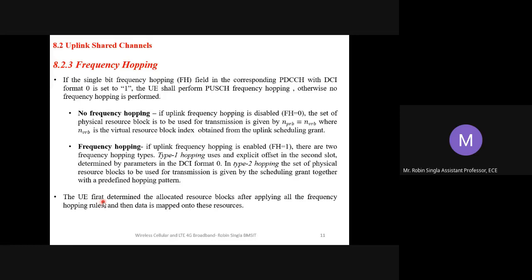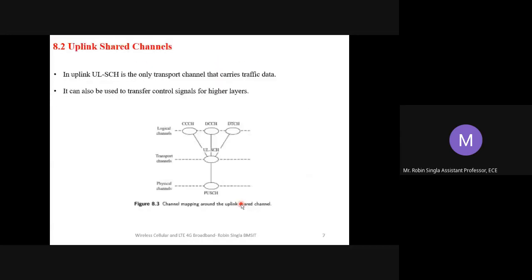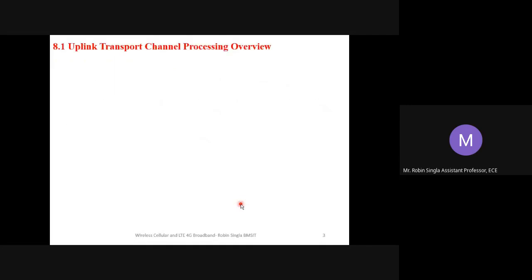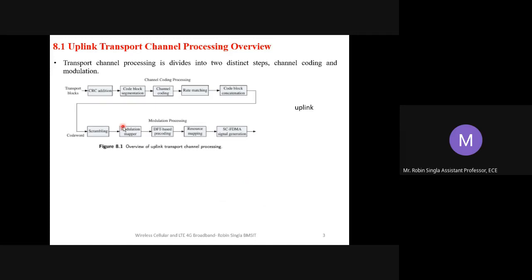The UE first determines the allocated resource blocks after applying all the frequency hopping rules, and then data is mapped onto these resources. So we'll just revise.